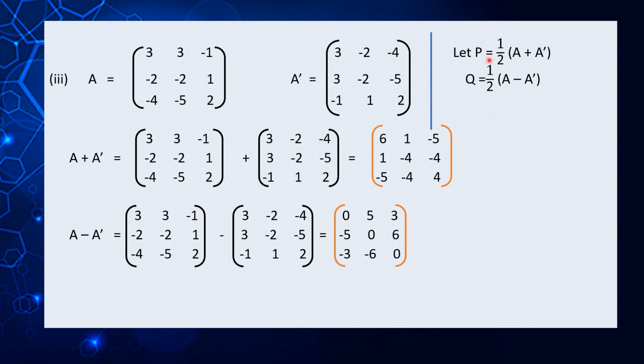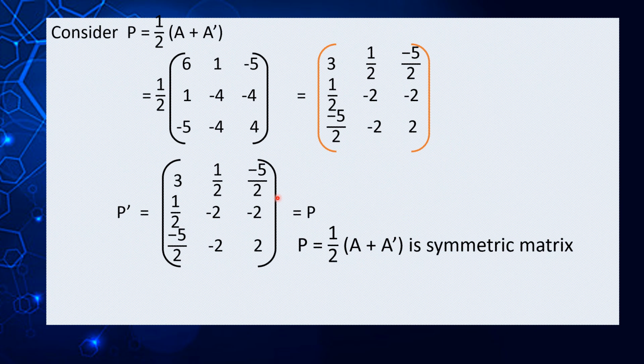So this is the matrix A minus A transpose. Now let P be half of A plus A transpose and Q be half of A minus A transpose. Now consider P, which is equal to half of A plus A transpose, which is half of 6, 1, minus 5, 1, minus 4, minus 4, minus 5, minus 4, 4, which is equal to 3, 1 by 2, minus 5 by 2, 1 by 2, minus 2, minus 2, minus 5 by 2, minus 2, 2.